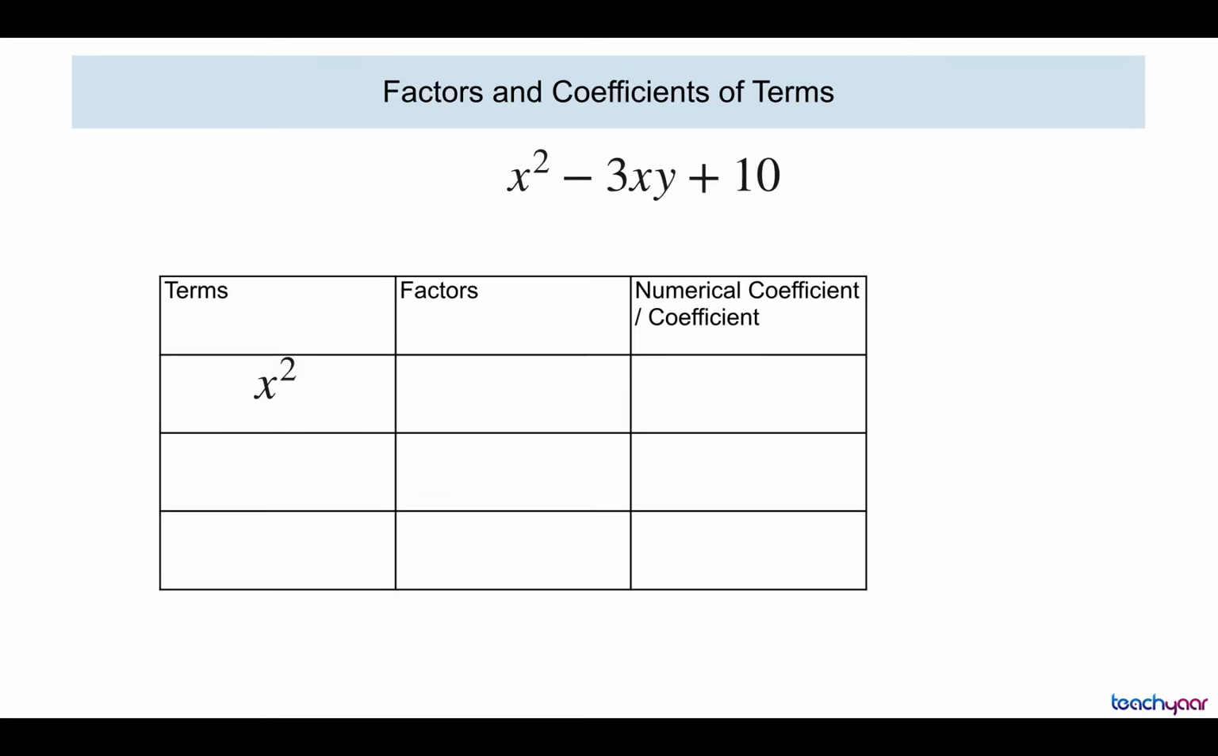So now let's look at what we mean by factors and coefficients of the terms. So you already know what the terms are, right? So in this case, x square minus 3xy plus 10. What are the terms? X square is one term, minus 3xy is another term, and 10 is a third term. Now if you have a minus, you do include the negative sign in the term. So x square, minus 3xy, and 10.